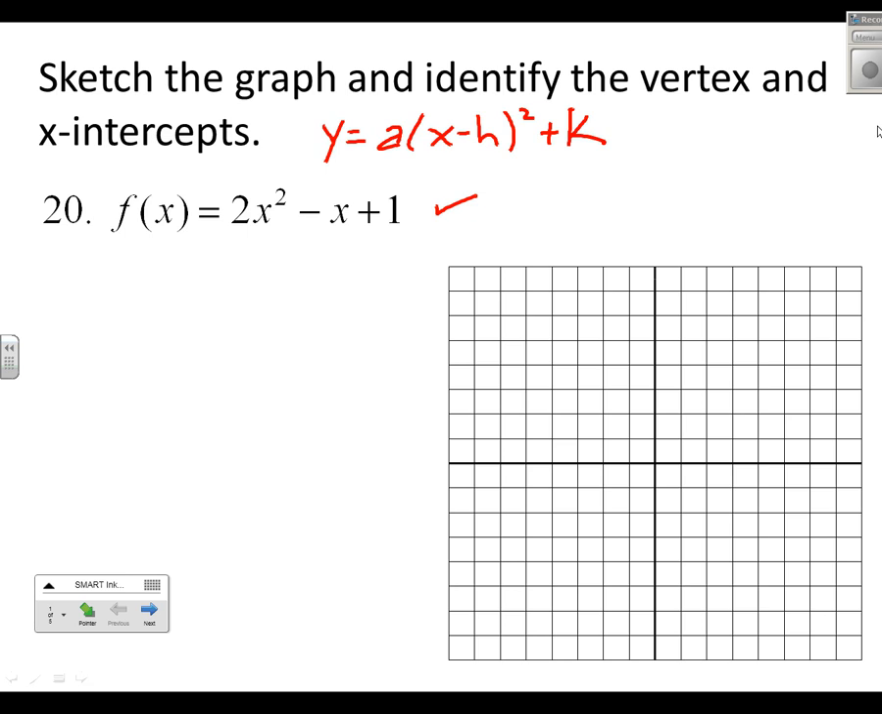to create a graph. So I need to complete the square on x, and to do that in this, I have to factor this 2 out, even though it is not convenient. So I get f of x, or y, equals 2 times x squared minus 1/2 x. Notice if I distribute the 2 in, I get 2x squared minus x. I leave a blank. I'm going to bring the plus 1 outside.